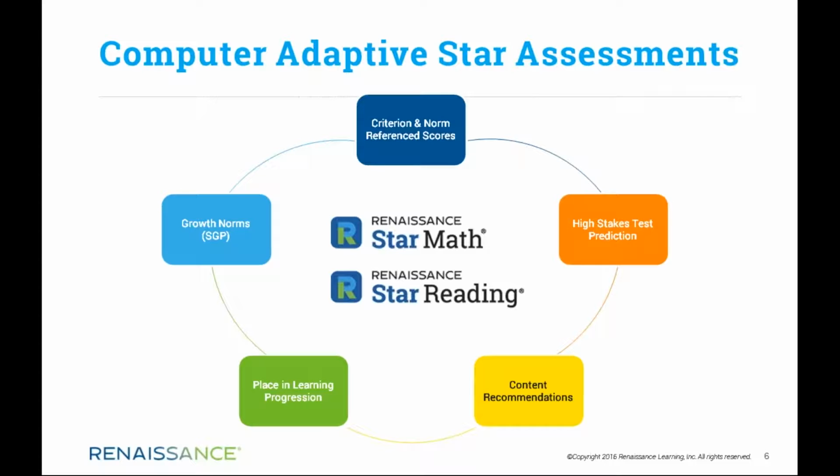You can get criterion and norm reference scores. You can get growth estimates such as student growth percentile. You can understand where a student is in the learning progression and what kind of content they're ready to learn next. And you can also get predictions of how the student is likely to do on upcoming high-stakes tests, and that's the focus of our talk today.